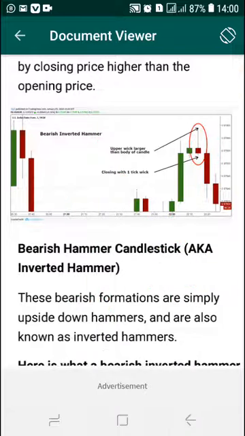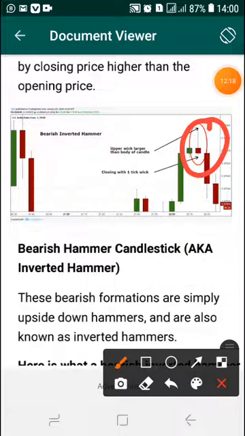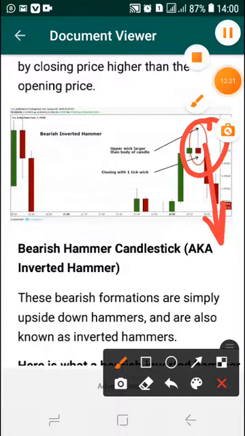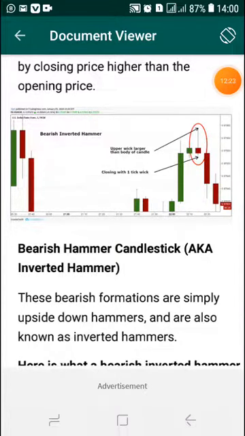After you have analyzed your market, as you can see, after this appeared, the market went down. That's just pure luck, right? Sometimes the market doesn't go down like that.